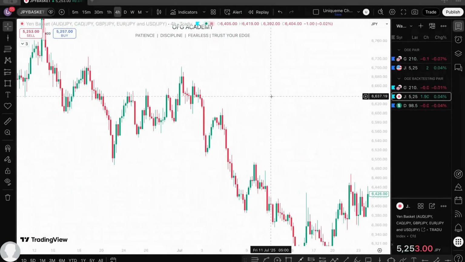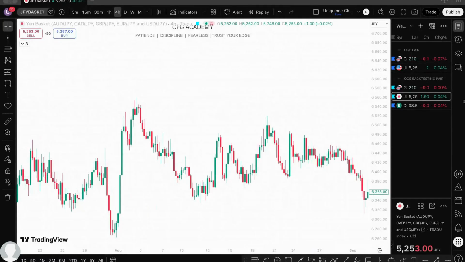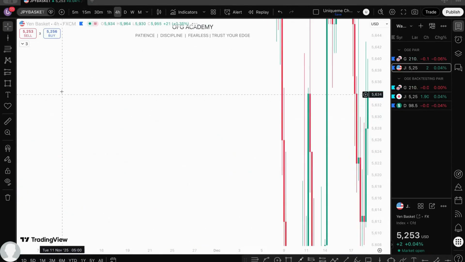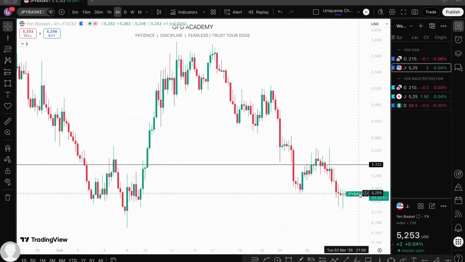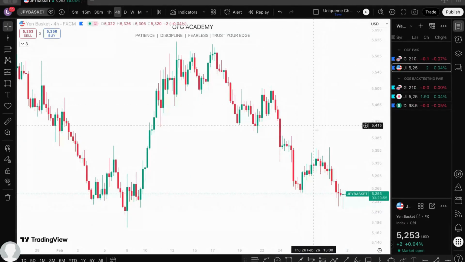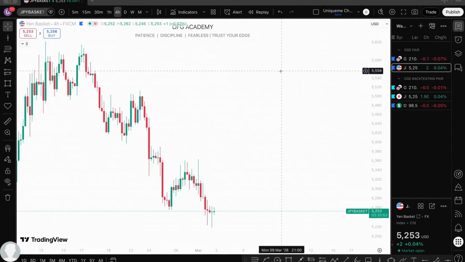Now we're going to do a top-down analysis on GBPUSD, that's the JPY basket aligning with GBPUSD to show us the direction of where JPY pounds is going to.